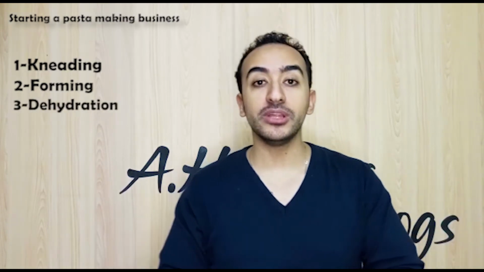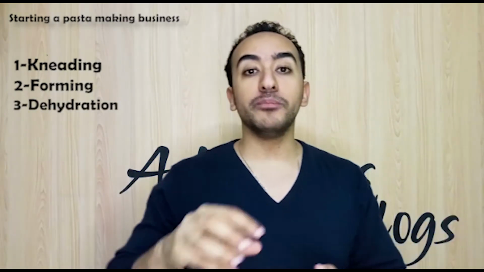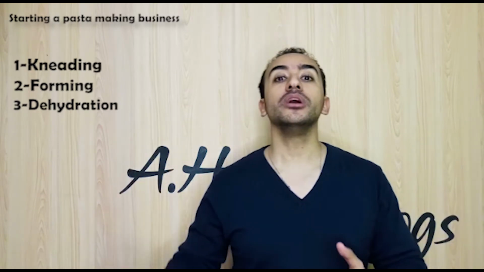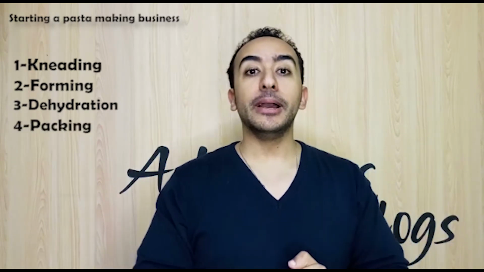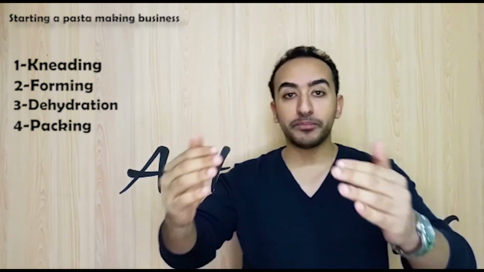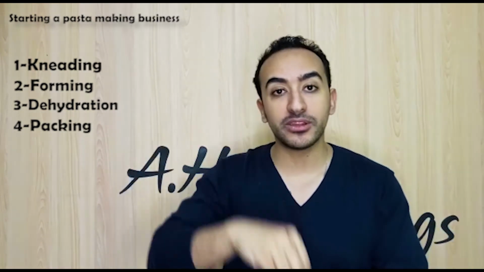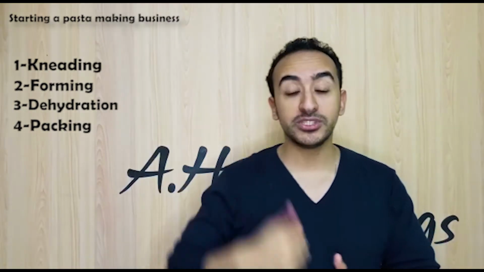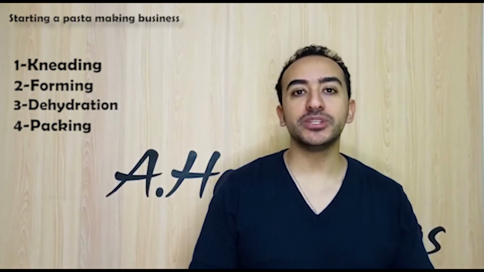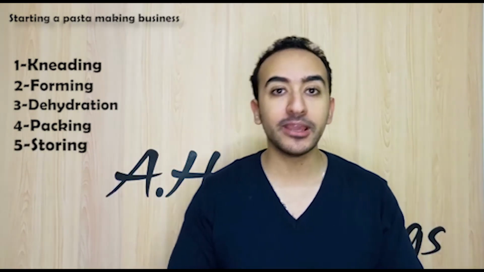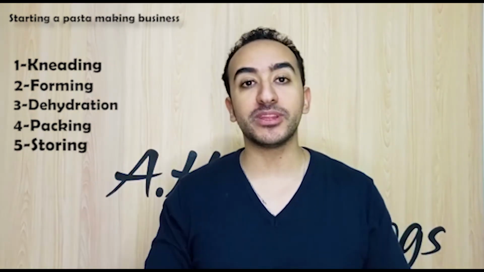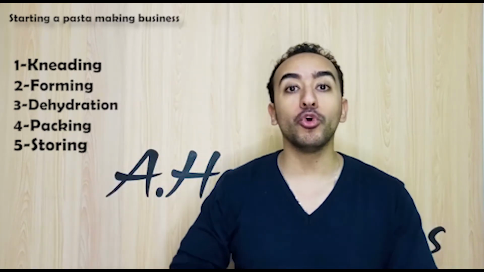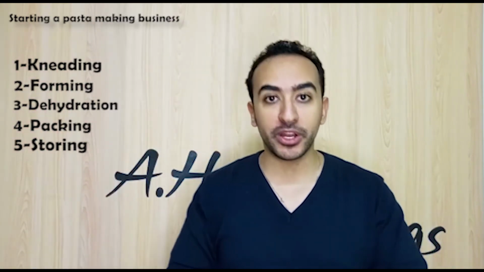The third one is dehydration, where you absorb all the water from the pasta and make it dry. Okay, the fourth one is baking. Like after the pasta is dried, you put it inside packets to sell to the supermarket or directly to the restaurants. And the fifth process is storing. After finishing the packing, you have to keep your pasta at a specific temperature inside a storage, in order to keep it for a long time and not let it expire quickly.